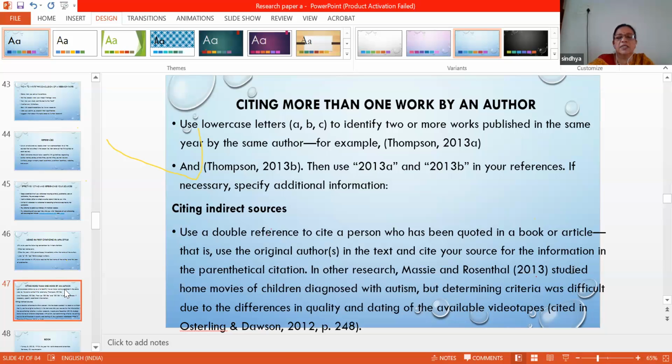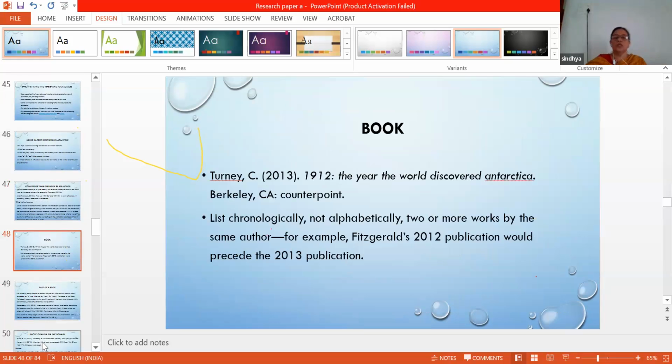We can cite a person who has been quoted in a book. Where it is available, you can mention it in the last section of your reference. So for citing indirect sources, there is a format. For a book, you have to mention this style: the surname followed by the initial or first name, the year of publication, name of the book and publishers, and list chronologically, not alphabetically.